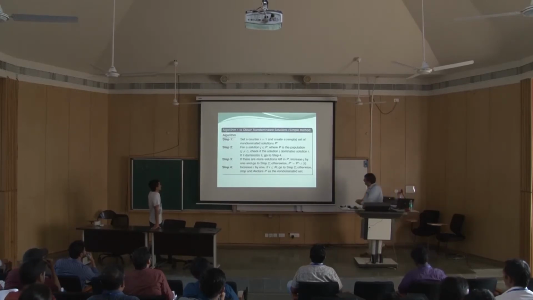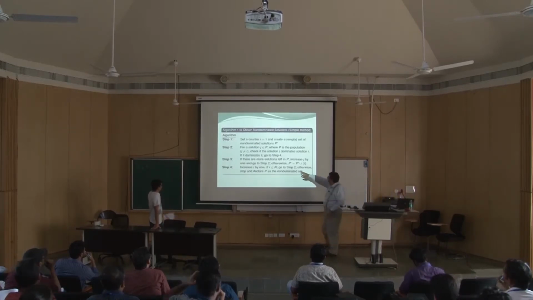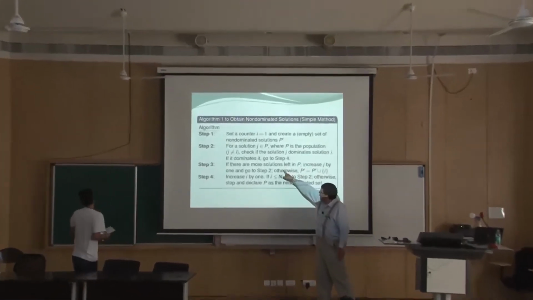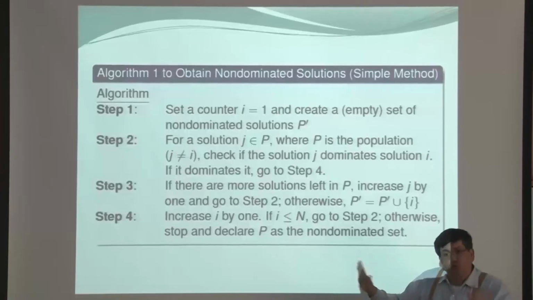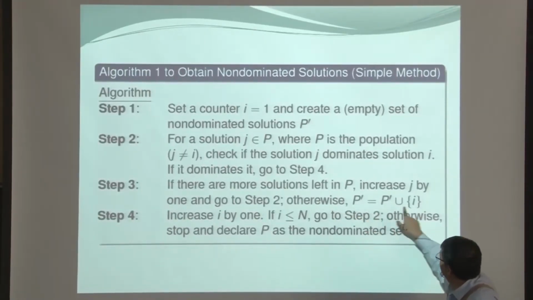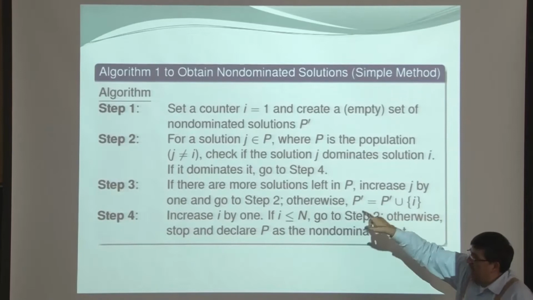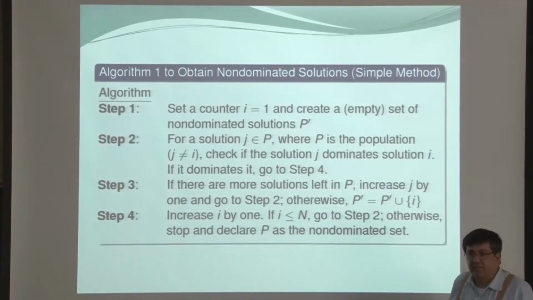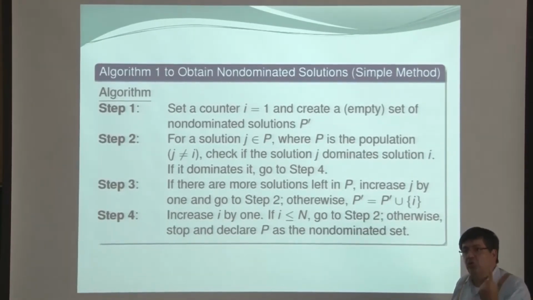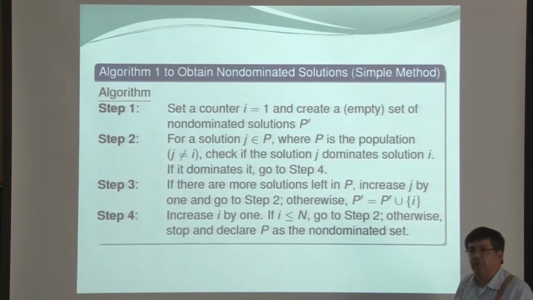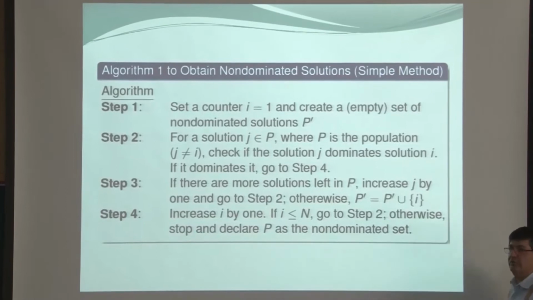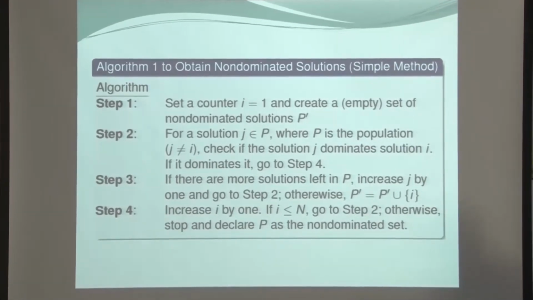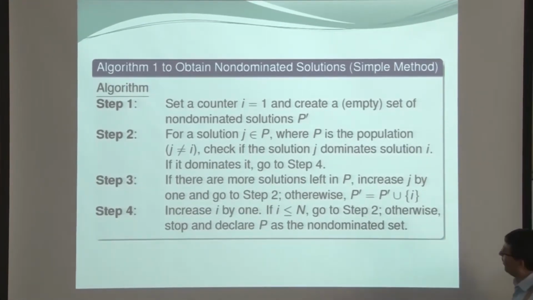Okay. If there are no solutions left, because here it says check if there are more solutions in P, if there are no solutions left, then you add I to the set. That means solution 1 is non-dominated because nobody else dominates it. Okay, so we have the first solution that is non-dominated. Very easy, right?